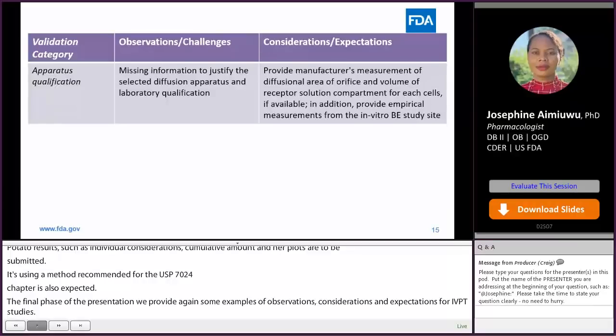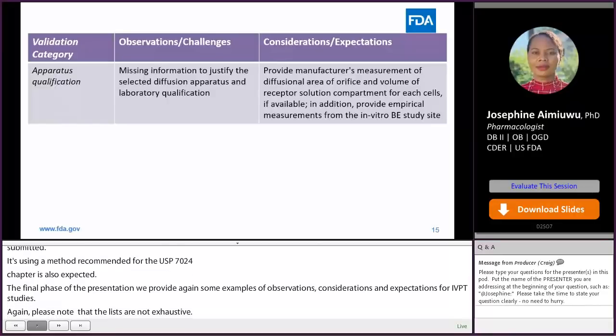Just like in IVRT, insufficient data are provided to qualify the diffusion apparatus. In general, we typically see vertical diffusion cells and flow-through diffusion cells used for IVPT studies.